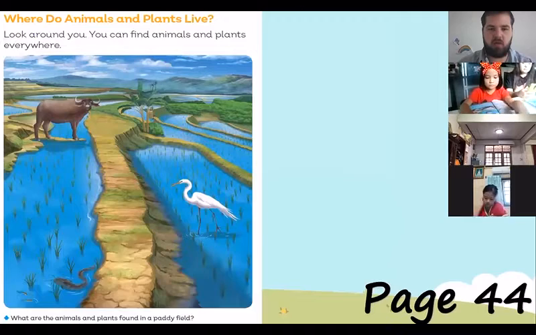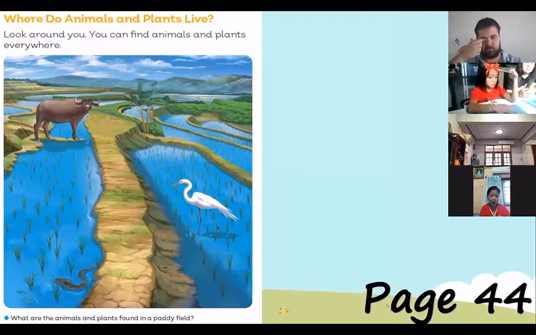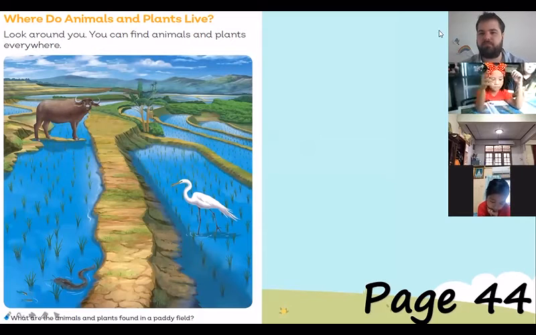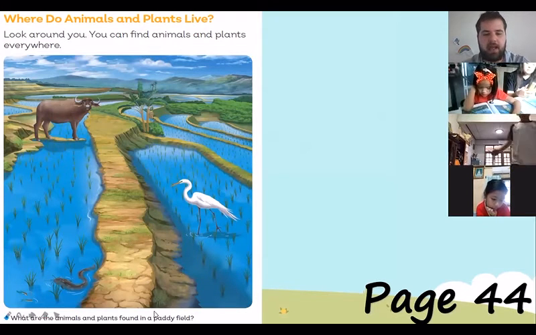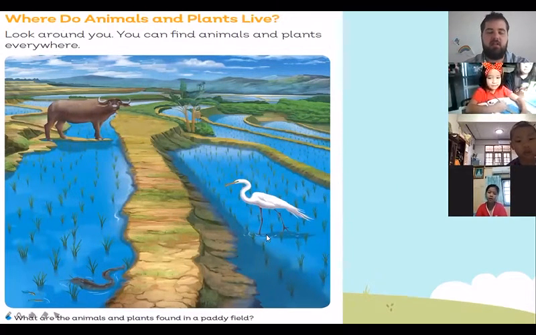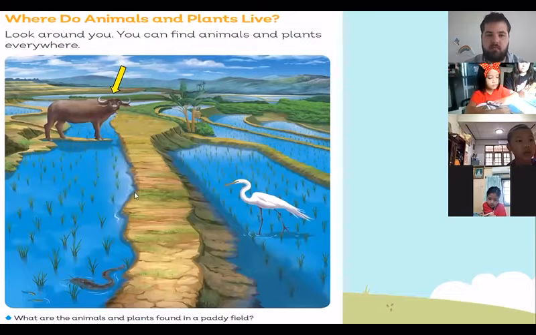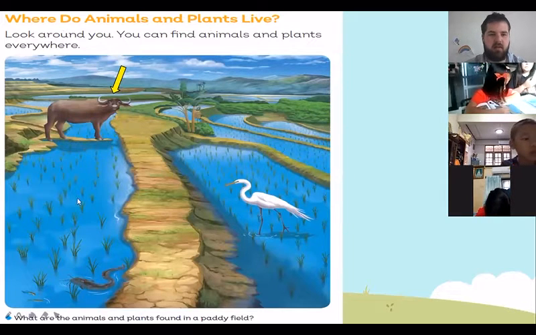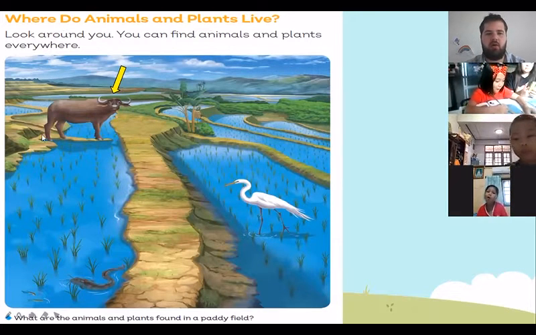Okay, so now we can go to page 44. Let's all go to page 44. So this is our first habitat we're going to learn about. This is our first one, and this is called a paddy field. So first, let's have a look. What animals can we see? What's our first animal? It's a buffalo.